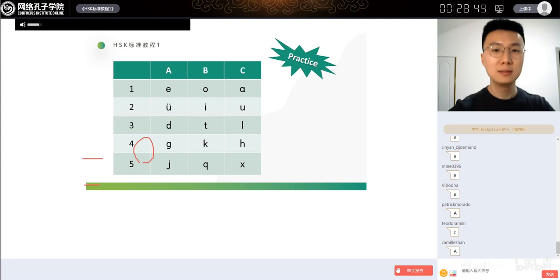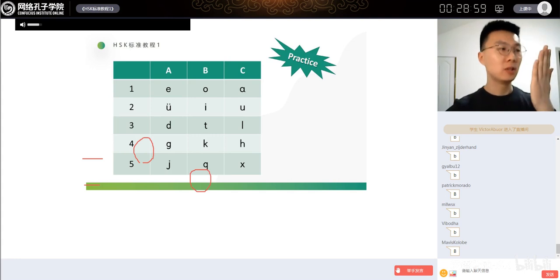Number 3. T, t, t. Very good. It's B. T. I can feel the air flow. T, t.